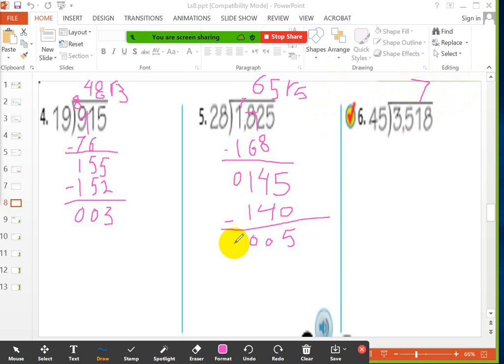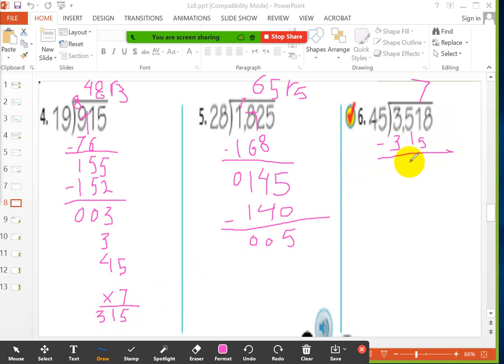Let's try. So I will multiply it here. 45 multiply 7. 7 multiply 5 equals 35. I will put 5 here and 3 above the tens. 7 multiply 4 equals 28, plus 3 equals 31. So the multiplication will be 315. Let's subtract.